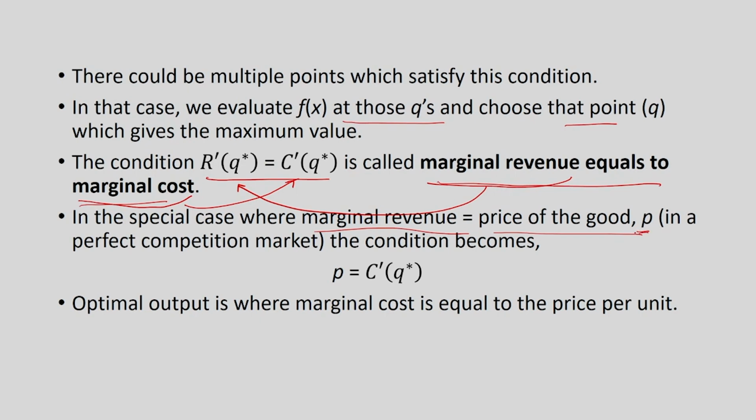Now, in this special case of perfect competition, we can replace this marginal revenue by the simple small p, which is a constant amount. So, the condition boils down to this: p is equal to C prime of Q star. So, price is equal to marginal cost in this case. Optimal output is where marginal cost is equal to the price per unit. But this is a special case. The general case is that marginal revenue is equal to marginal cost.